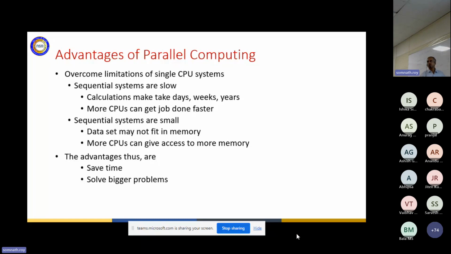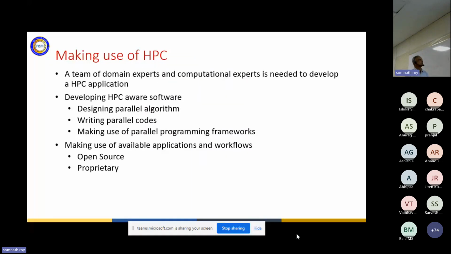The second problem is that they are small. Every CPU has certain address lines, say 32 address lines. With 32 address lines, 4 GB is the maximum memory you can support. So if there is only one CPU, only 4 GB of data will be available at a time, and the rest is on the hard disk, which is slow. But if you have, let's say, 10 CPUs, then 40 GB of data can be brought in. So what are we doing? We are saving time, and we are also working on bigger data. That is the reason why we move from sequential systems to parallel systems.